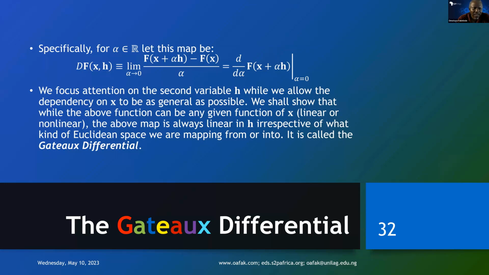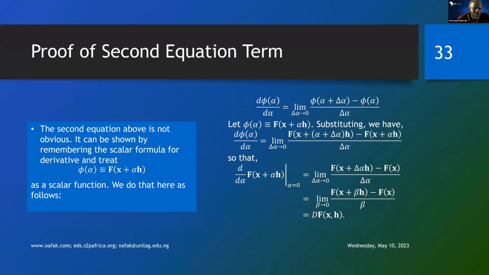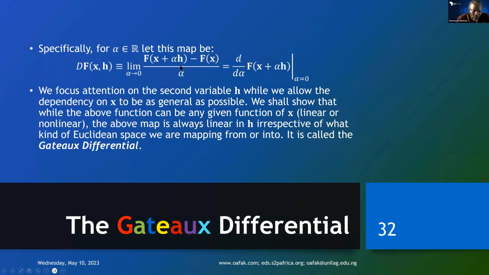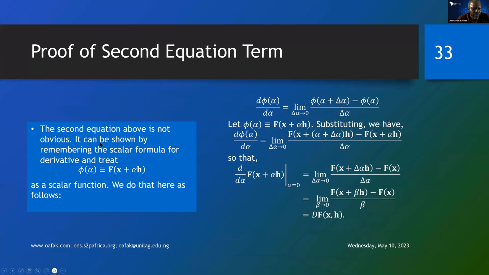So let me just do the proof of the second equation. The second equation above is not obvious. That is this one, that this is equal to this one. It's not obvious. It can be shown by remembering the scalar formula for derivative and treating the function on the right-hand side as a scalar, because it is a function of alpha, as a scalar function.